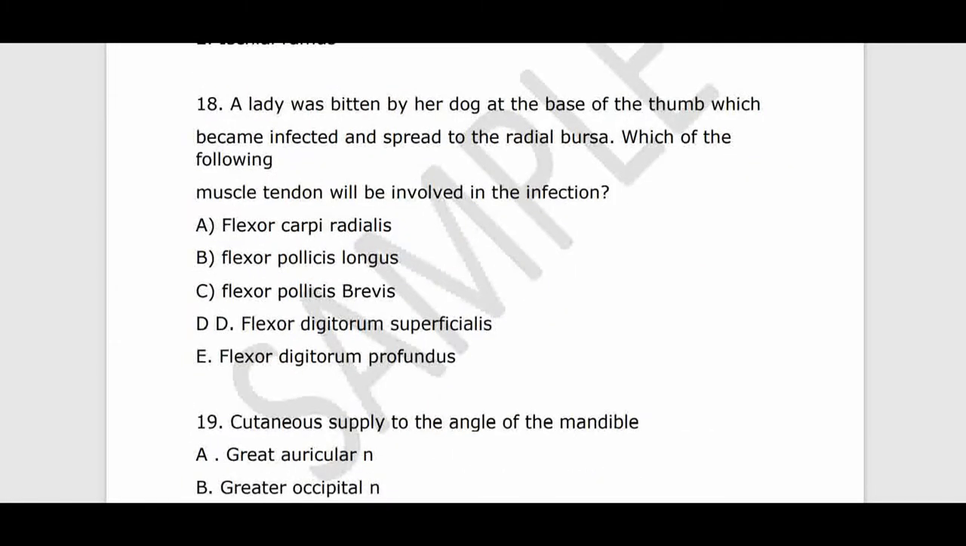Question 18. A lady was bitten by her dog at the base of the thumb, which became infected and spread to the radial bursa. Which of the following muscle tendon will be involved in the infection? What you need to understand here is the arrangement of the radial and the ulnar bursa, and I'll just show you a picture to make it easier. So our answer will be here, but we'll come back to know why that is our answer.